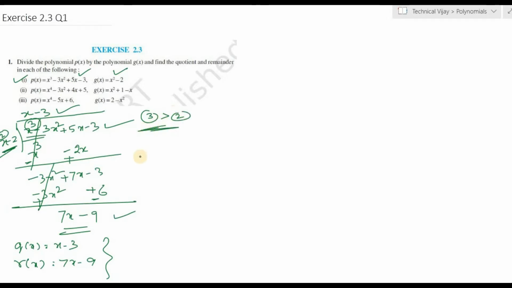So then only it is possible. We have to stop the division as and when the degree of the remainder is less than the degree of the divisor. Then it will be stopped. So we will go for the next question.